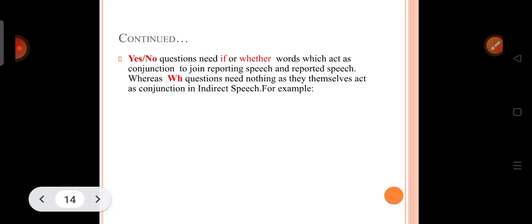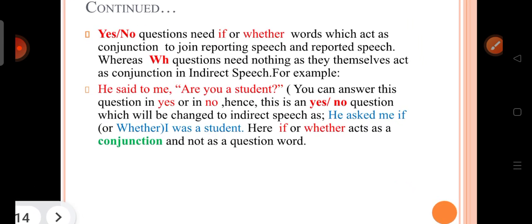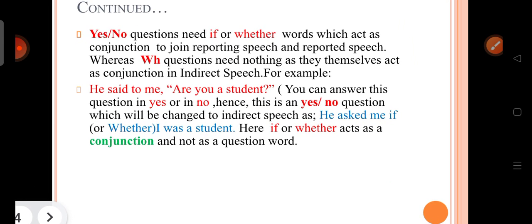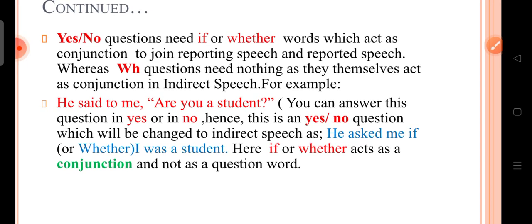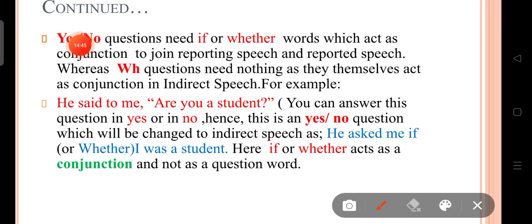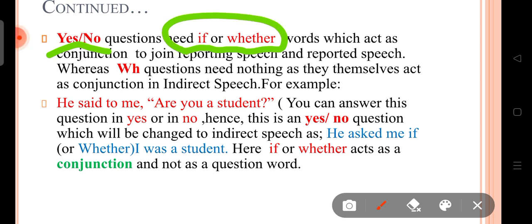Look at those questions. See how yes or no questions and WH questions are going to be changed. When there is a yes or no question, it needs if or whether. Remember this. You need to add the word if or whether, which acts as a conjunction to join reporting speech and reported speech, whereas WH questions need nothing, as the question words themselves act as conjunctions. In WH questions, nothing to change, just the question word will be the conjunction.